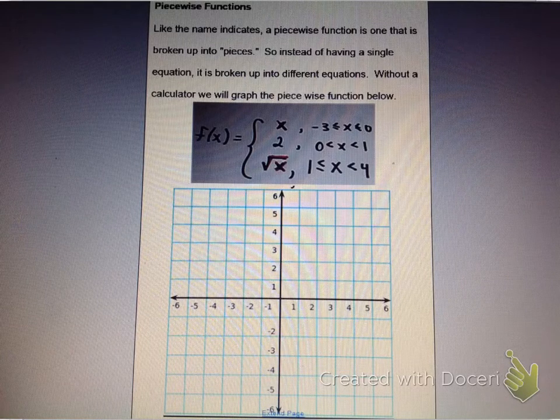So piecewise functions. Like the name indicates, a piecewise function is one that is broken up into pieces. So instead of having a single equation, it is broken up into different equations. Without a calculator, let's graph the piecewise function.